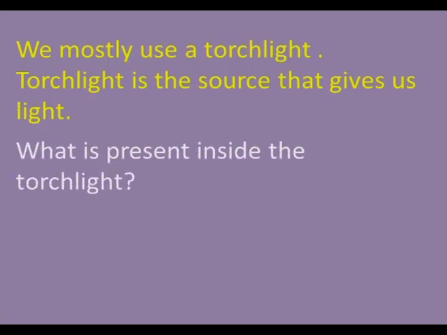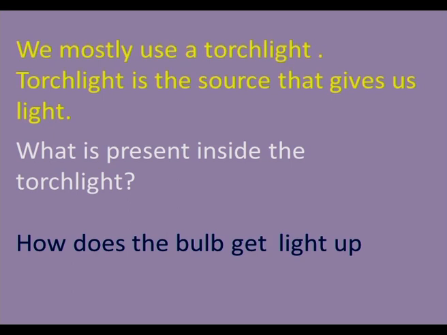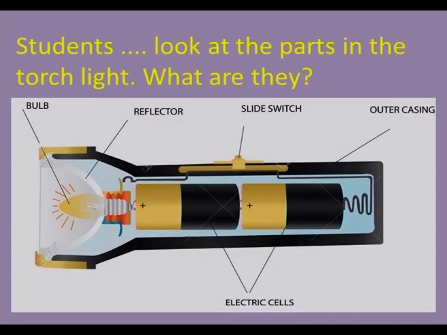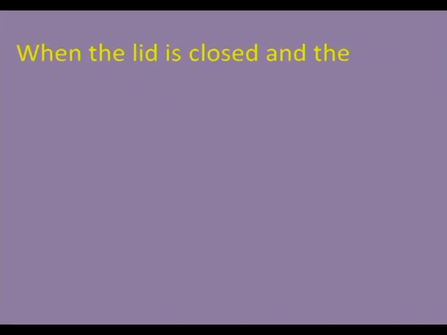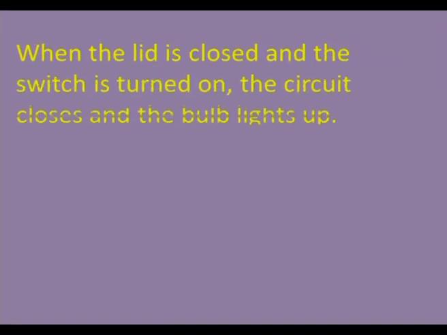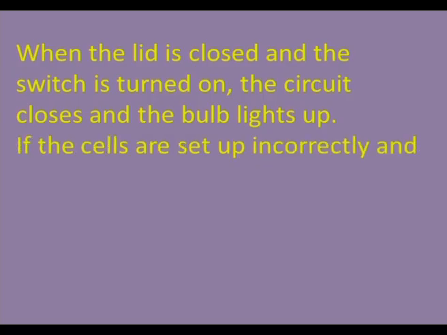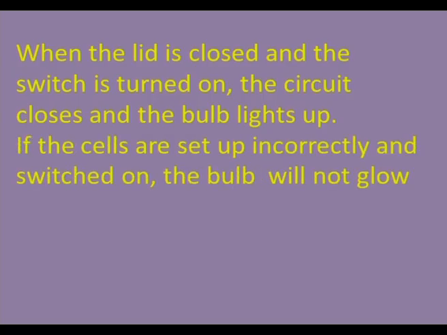What is present inside the torchlight? How does the bulb light up inside the torchlight? Students, look at the parts in the torchlight. What are they? Bulb, reflector, sliding switch, outer casing and electric cells. When the lid is closed and the switch is turned on, the circuit closes and the bulb lights up. If the cells are set up incorrectly and switched on, the bulb will not glow in the torchlight.